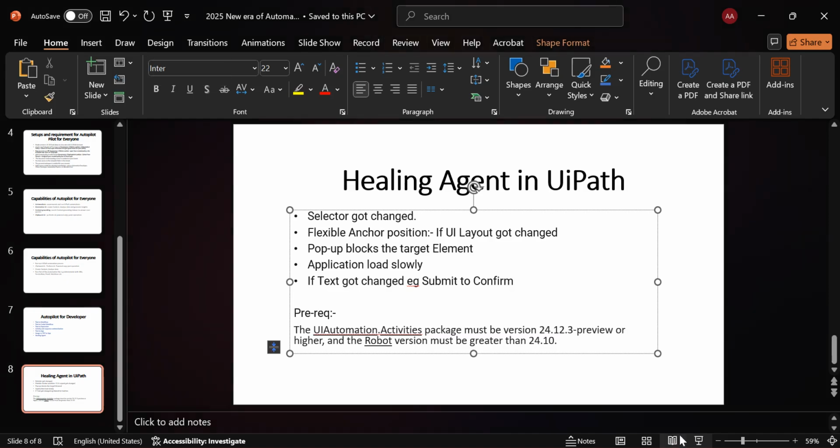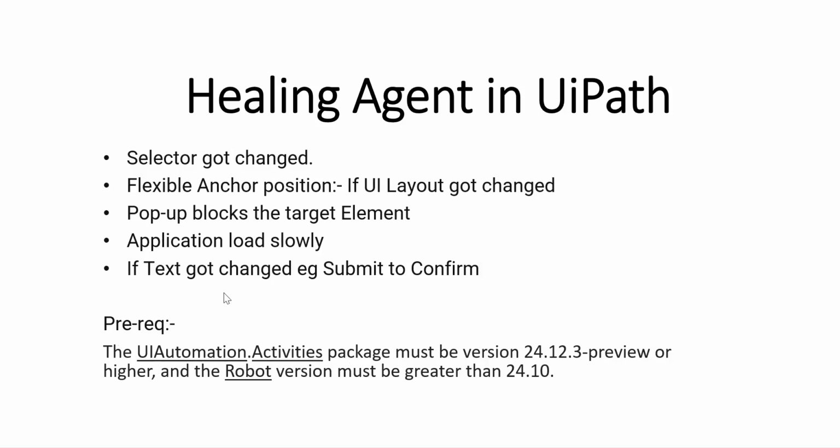If I talk about the high level of the healing agent, what features they are providing. Suppose you are running one of your processes on the orchestrator, and suddenly the selector got changed, right? So what happened? Your process got broken, right? And you need to fix the selector, and after that it will work, right?